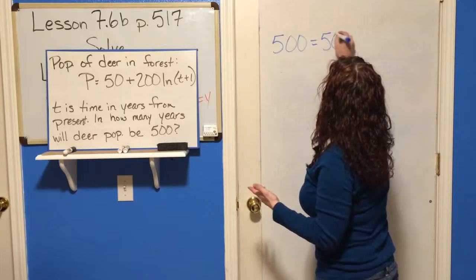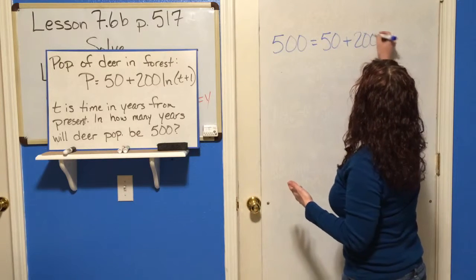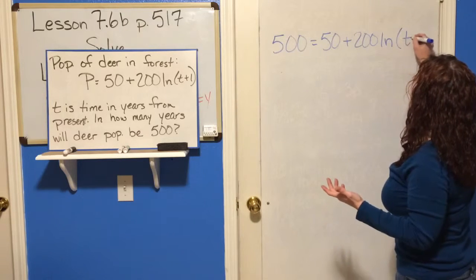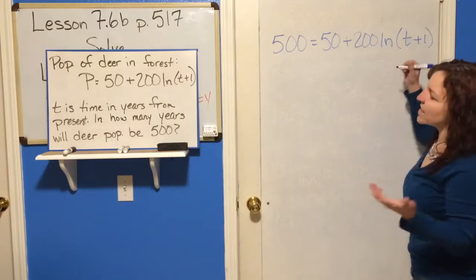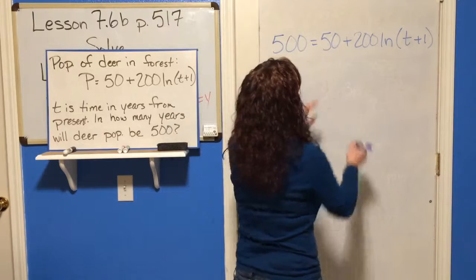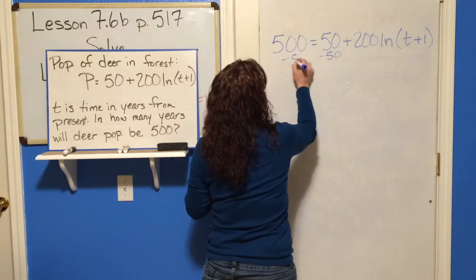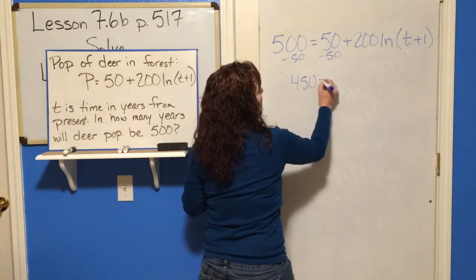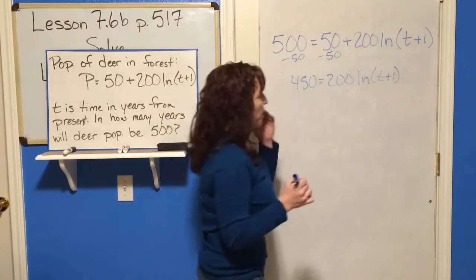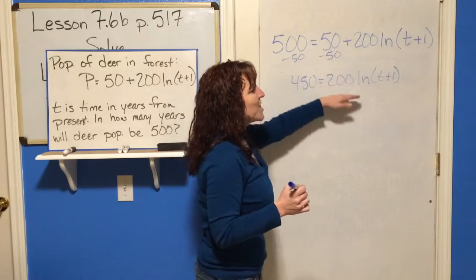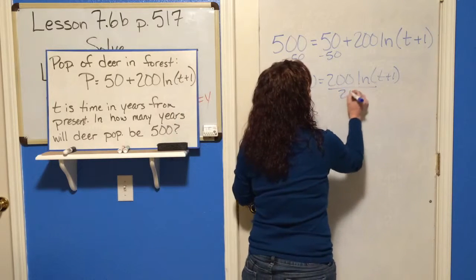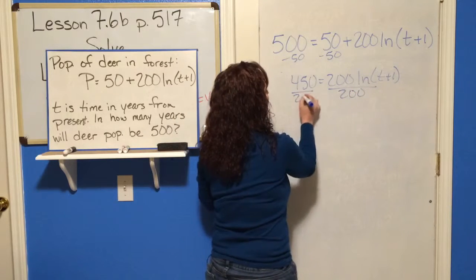And the 50 stays the same, plus 200 stays the same, times the natural log of t plus 1. The t is the only unknown here, so let's just solve for it. Step 1 is to subtract 50. So 450 equals 200 times the natural log of t plus 1. Up until the last step, this is really just simple algebra that you've done before. So divide by the 200 to get the log by itself.